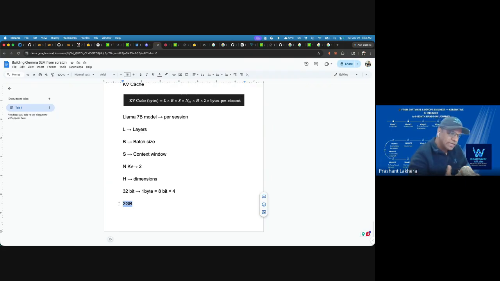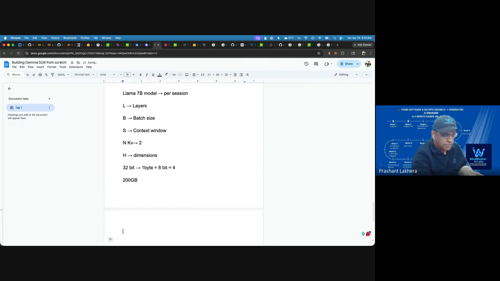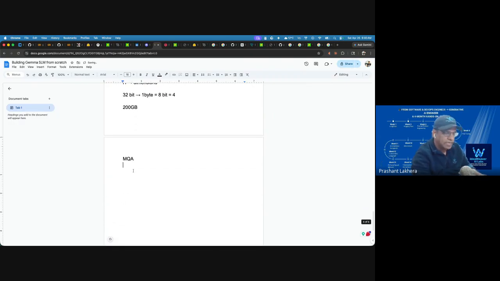So the researchers determined that this solution is not going to scale. Let's say I need to serve 100 users. In that case, I need 200 GB of GPU memory just to serve the KV cache. In order to solve this problem, they came up with something called MQA, which is multi-query attention. Multi-query attention is the same idea. Let me show you with the help of an image. I think it will be much clearer.